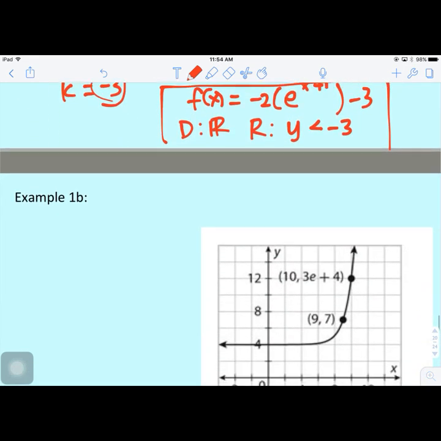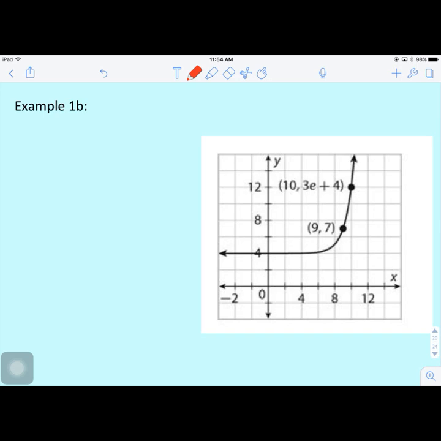Go ahead and pause the video at this time and try the next problem before you look at the solution. So hopefully you've had a chance to try the problem. And again, we're going to find the equation for the graph of this exponential function. We can tell that the horizontal asymptote is somewhere over here. And the first point that is closest to that will have the h value of 9. So we have h equals 9 right away.